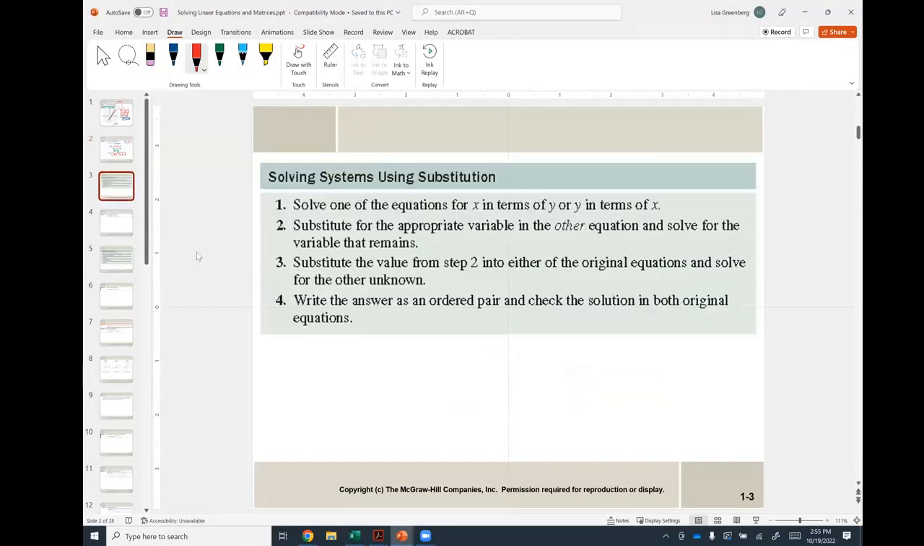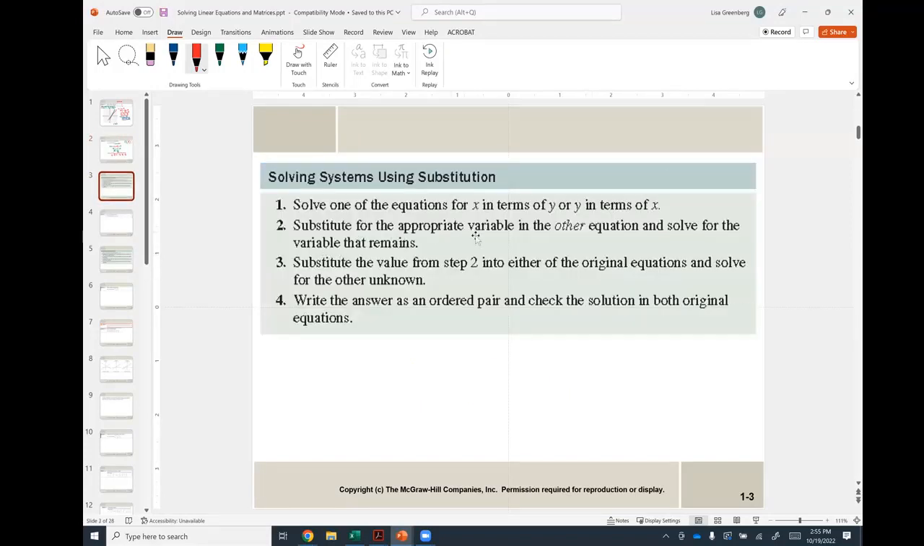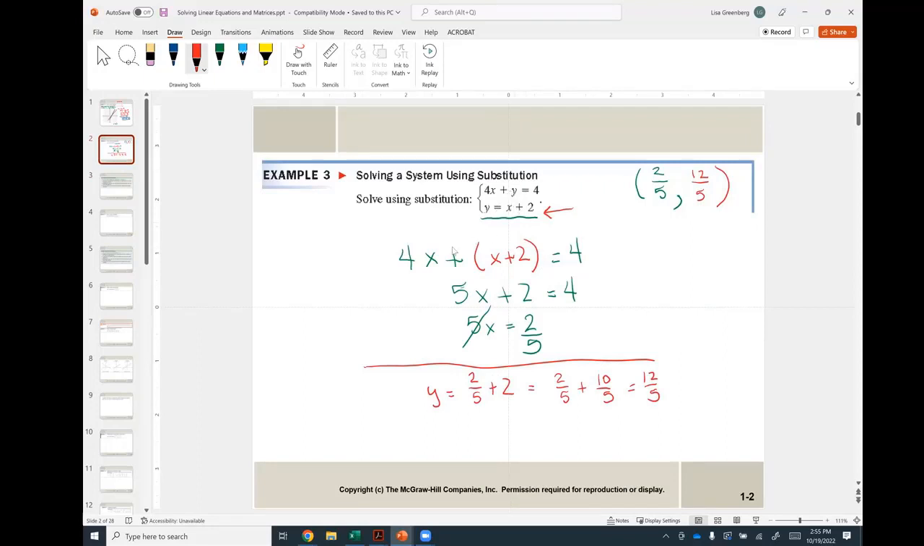next slide, we're going to talk about solving systems using substitution. Basically, I already talked you through it, but if you want it in more formal terms, first, solve one of the equations for x in terms of y or y in terms of x. So we were already given y in terms of x, so I didn't have to do anything. Substitute for the appropriate variable into the other equation and solve for the variable that remains. That's what they mean here. So I plug this into here and I solve for the variable that remained, which was x.